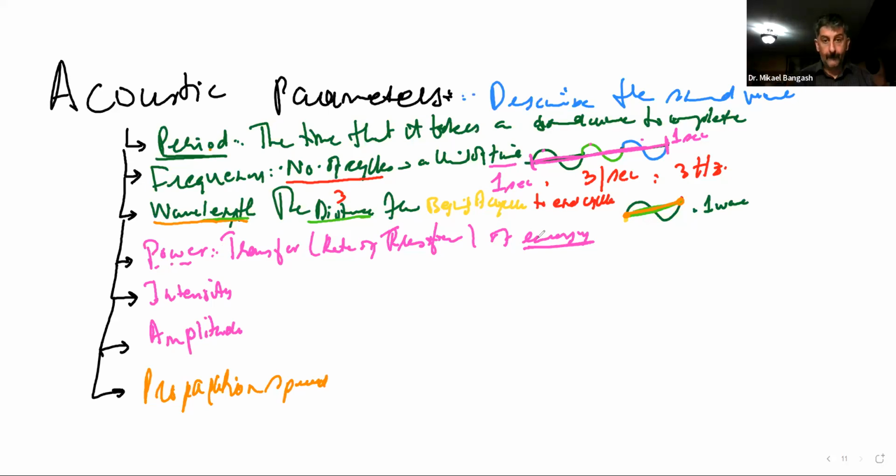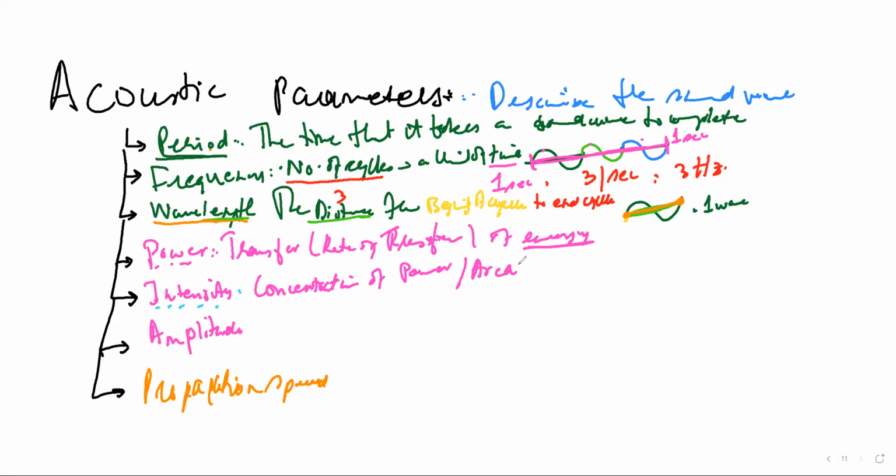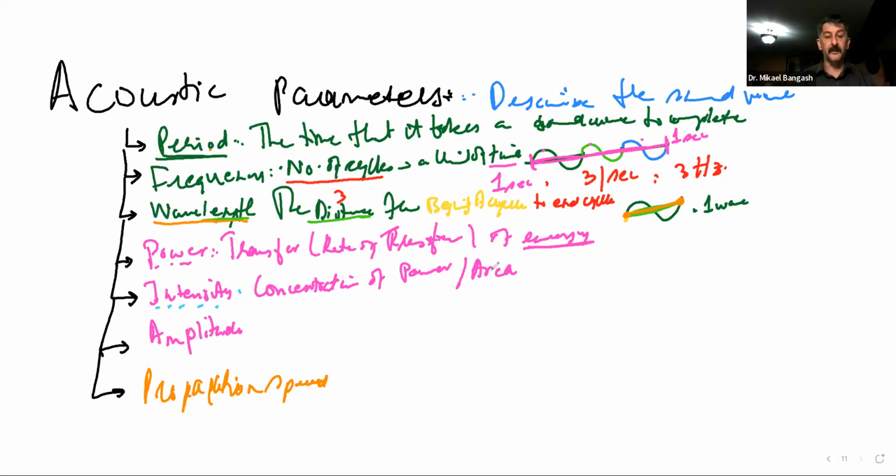Now intensity. That is an acoustic parameter. Density is an acoustic variable. Please do not mix up the two, because intensity is the concentration of what we have here, power, over area. Power over area? Yes. Or the concentration of power per area.